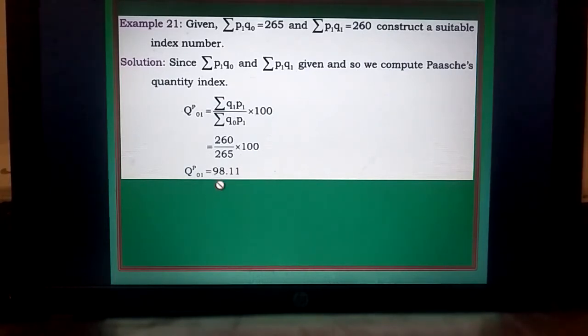I'll ask you only to interpret the given result. 100 minus 98.11, whatever the answer comes, that much percentage decrement in quantity level in current year as compared to base year has been observed. That has to be written in terms of conclusion. You can write on your own because you know already. Next example.